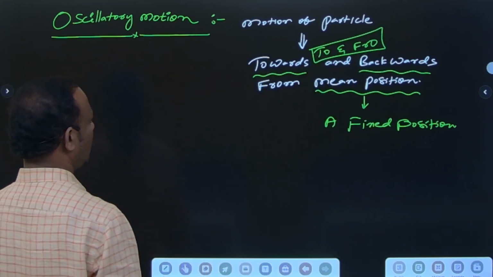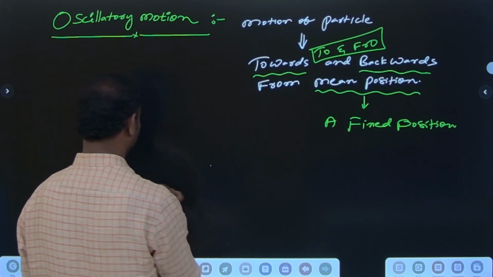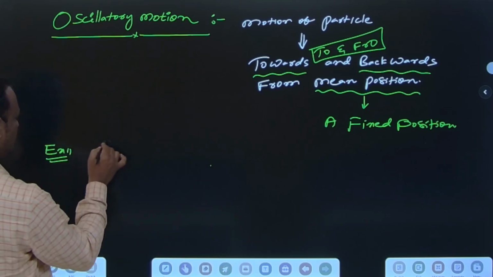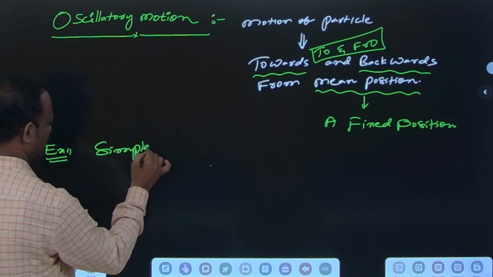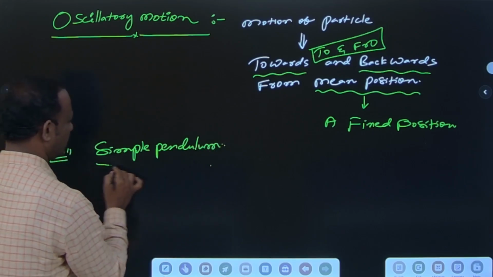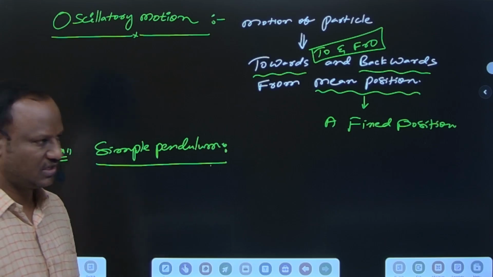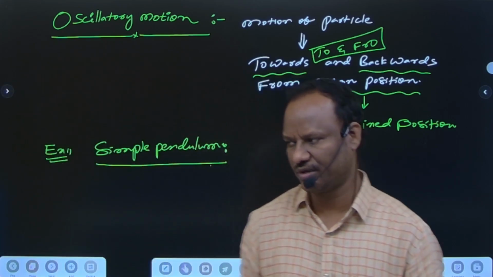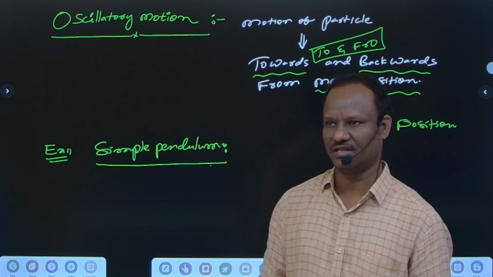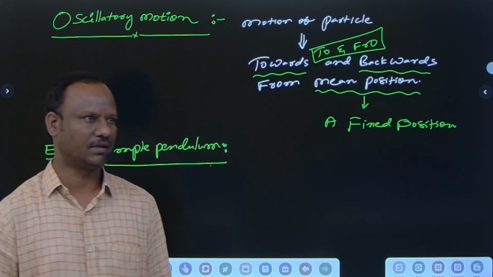So this is called oscillatory motion. In oscillatory motion, so many examples we can write. First one is the simple pendulum. You know the simple pendulum is one of the examples of angular oscillations. Oscillations are of two types, as we just discussed: angular oscillations and linear oscillations. Linear oscillations means oscillations along the same straight line path.